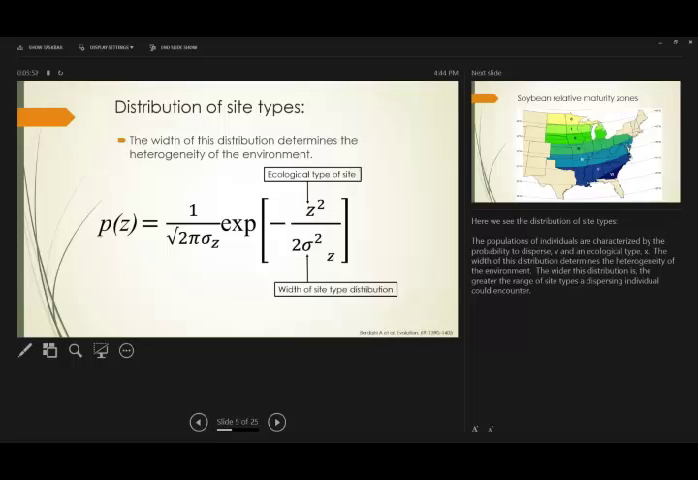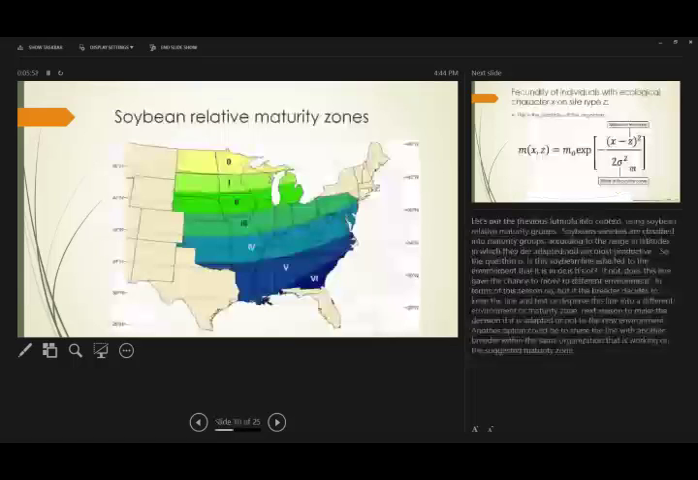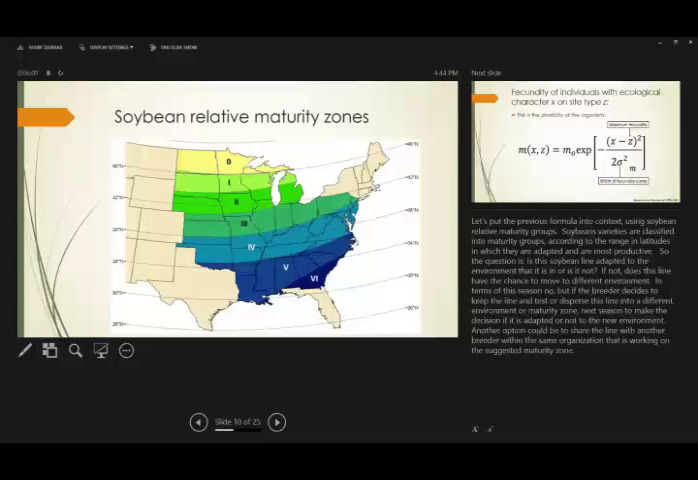So this might be kind of scary, so let's take it into some context. Using soybean relative maturity, soybean varieties are classified into maturity groups according to the range and latitudes in which they are adapted and are most productive. So the question is, is the soybean line adapted to the environment that it is in, or is it not? If not, does this line have a chance to move to a different environment? In terms of this season, no. But if the breeder decides to keep the line and test or disperse this line into a different environment or maturity zone next season, then they can make the decision.